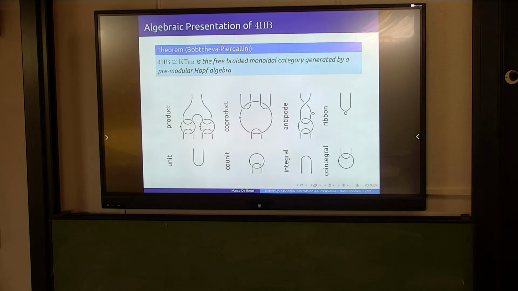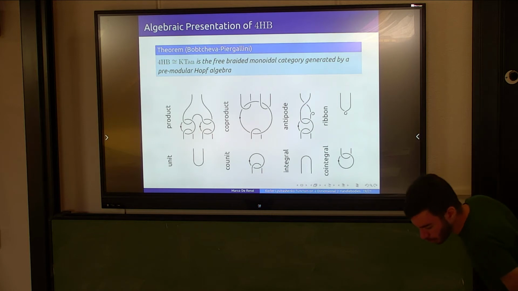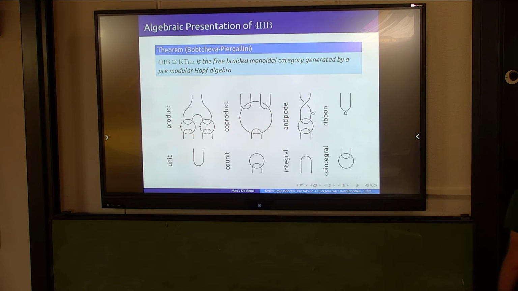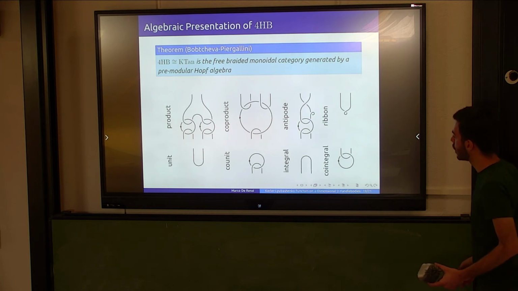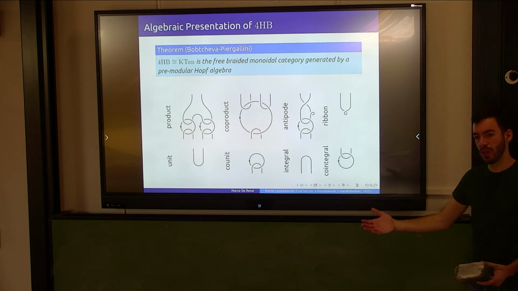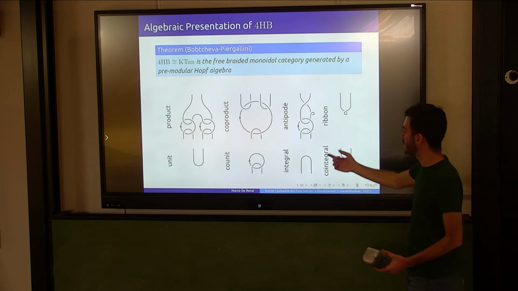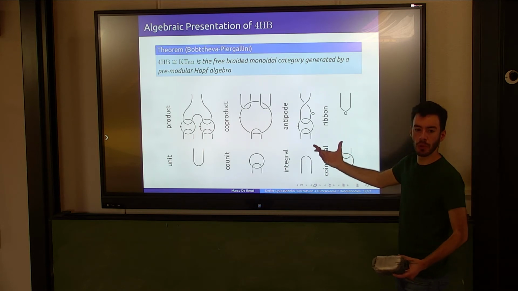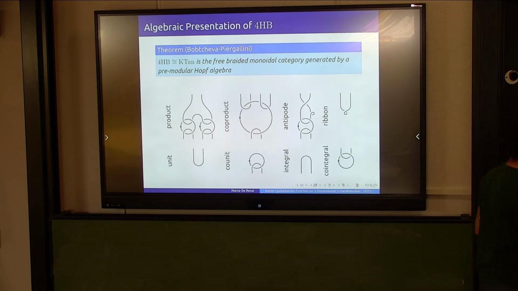Okay, so one thing I could do now, because I was quicker than I expected, is to give you a proof of one of the defining relations. So let me show, for instance, that the antipode is indeed an antipode. Okay? If you have questions, please ask.